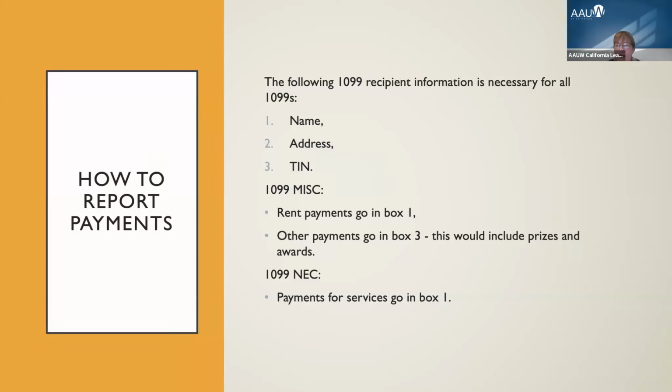On a 1099 miscellaneous, the rent payments go in box 1, other payments go in box 3, and that would include prizes and awards. So 1099 MISC is also used for those awards. The 1099 NEC, let's say you had a CPA or you had a speaker at one of your fundraising events, and that was a more expensive speaker. Payments for services go in box 1.